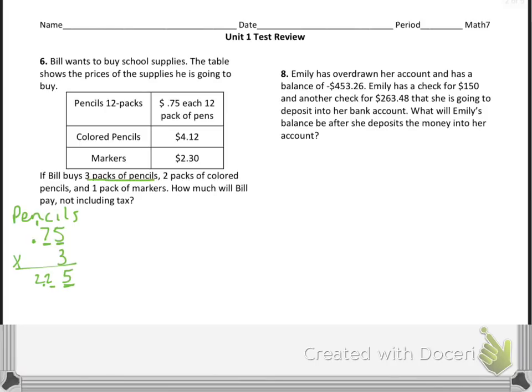Alright? Well, he spends on colored pencils, which are $4.12 per pack. He buys 2 of those. So I'm going to actually just add those to show you can do it both ways. So remember, when you're adding decimals, you have to line up your decimal place. So 2 plus 2 is 4. 1 plus 1 is 2. Bring my decimal down. 4 plus 4 is 8. So that's how much he spends on colored pencils. Alright, and then markers he just buys 1 of.